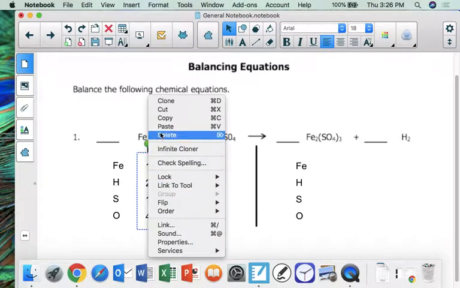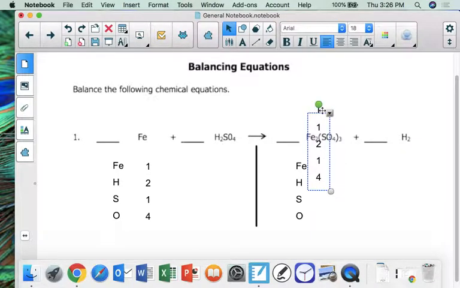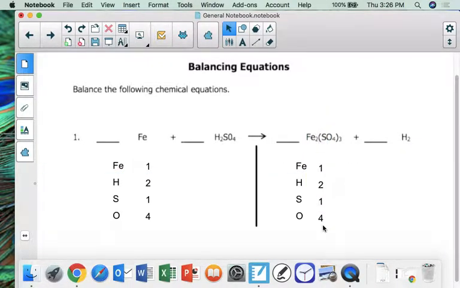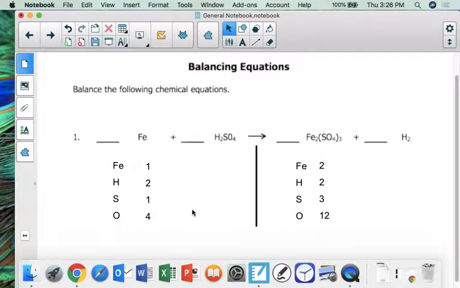So I'm going to write that. Just going to paste those numbers and then it's easy for me to fix them. Iron 2, hydrogen 2, sulfur 3 to distribute that 3, and oxygen 12. Now I got to go back and forth trying to figure out how I can balance these numbers.